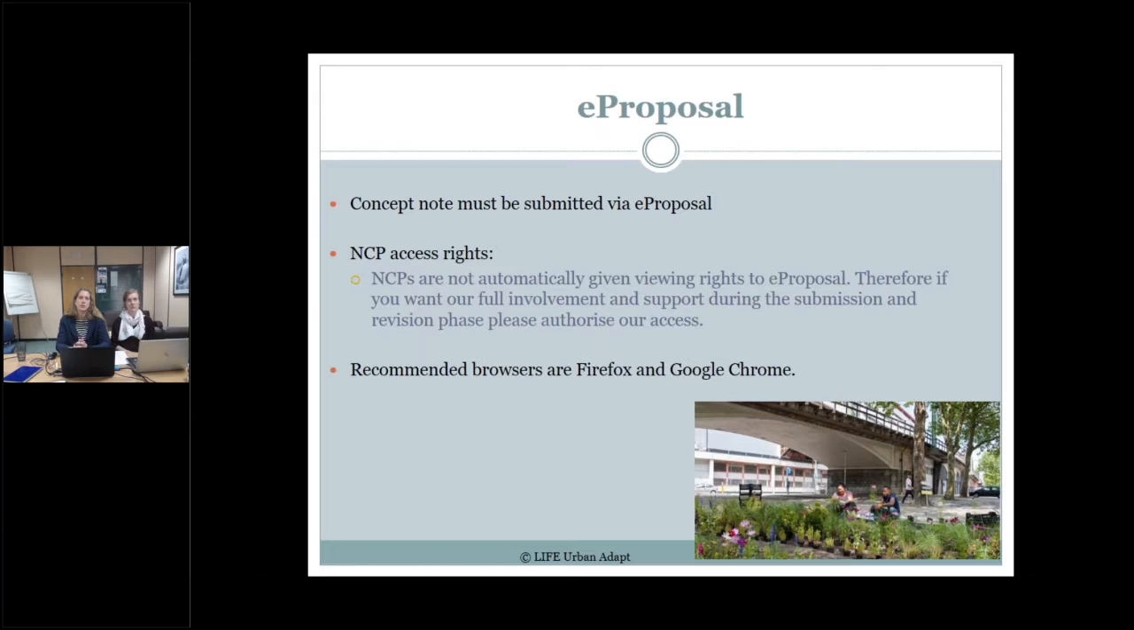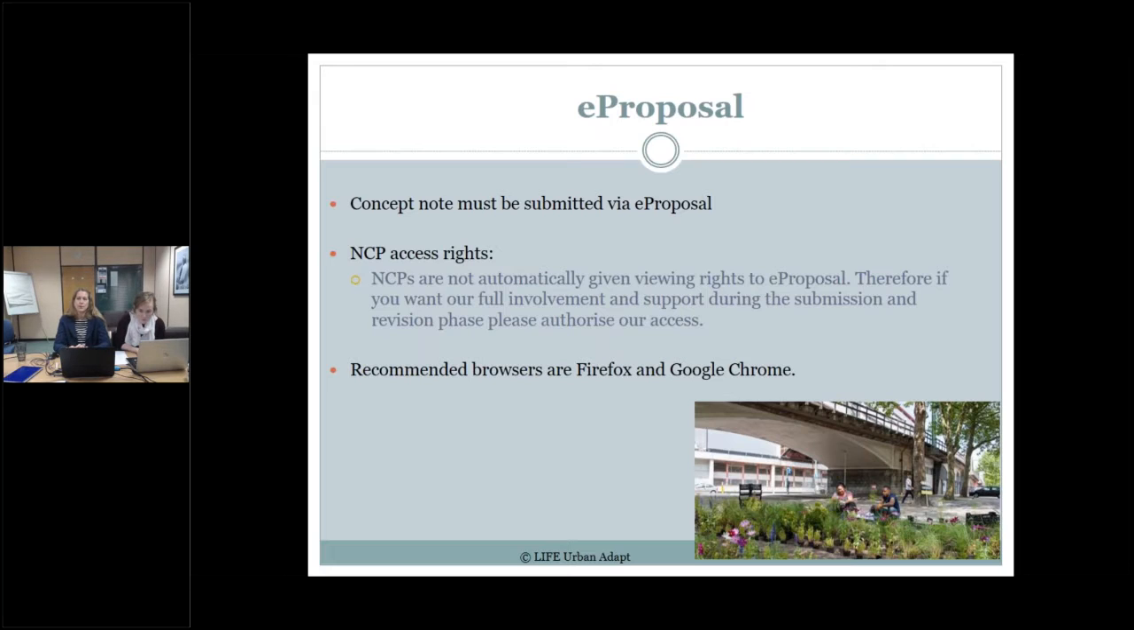I've mentioned e-proposal throughout my talk, but just a few reminders. All concept notes need to be submitted through e-proposal, which is the Commission's online application tool. There is an NCP access rights box, and we recommend you tick this little box to give your NCP automatic rights to view your proposal, so they are able to support you with the application process. The recommended browsers are Firefox and Google Chrome.